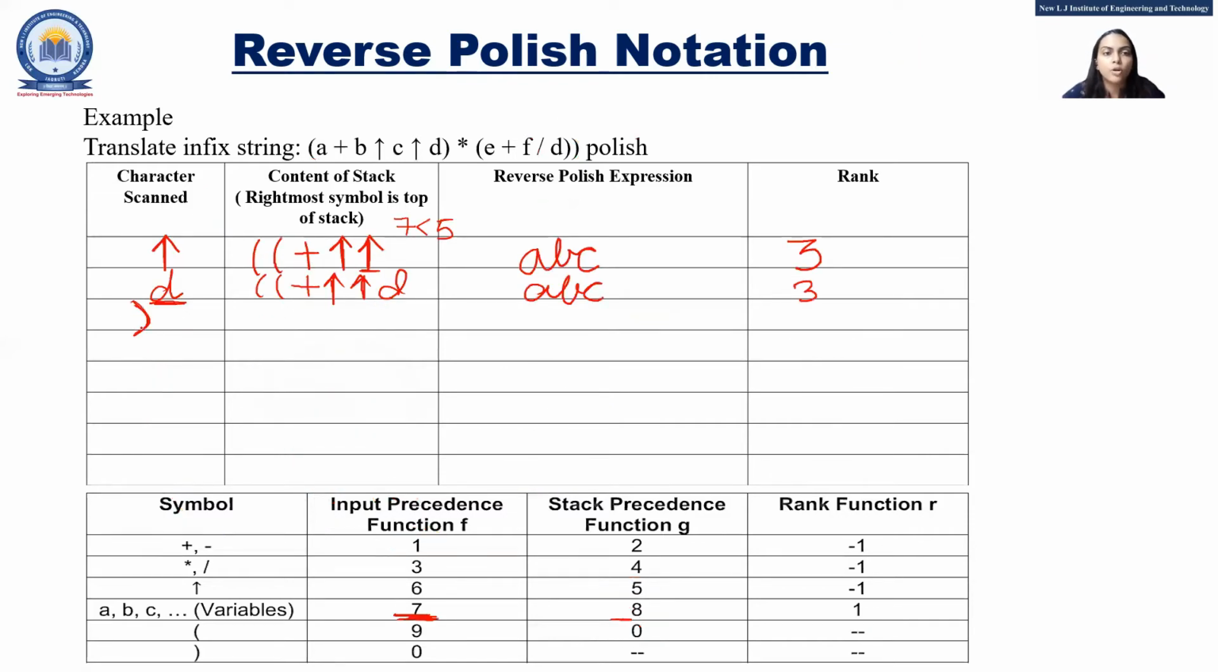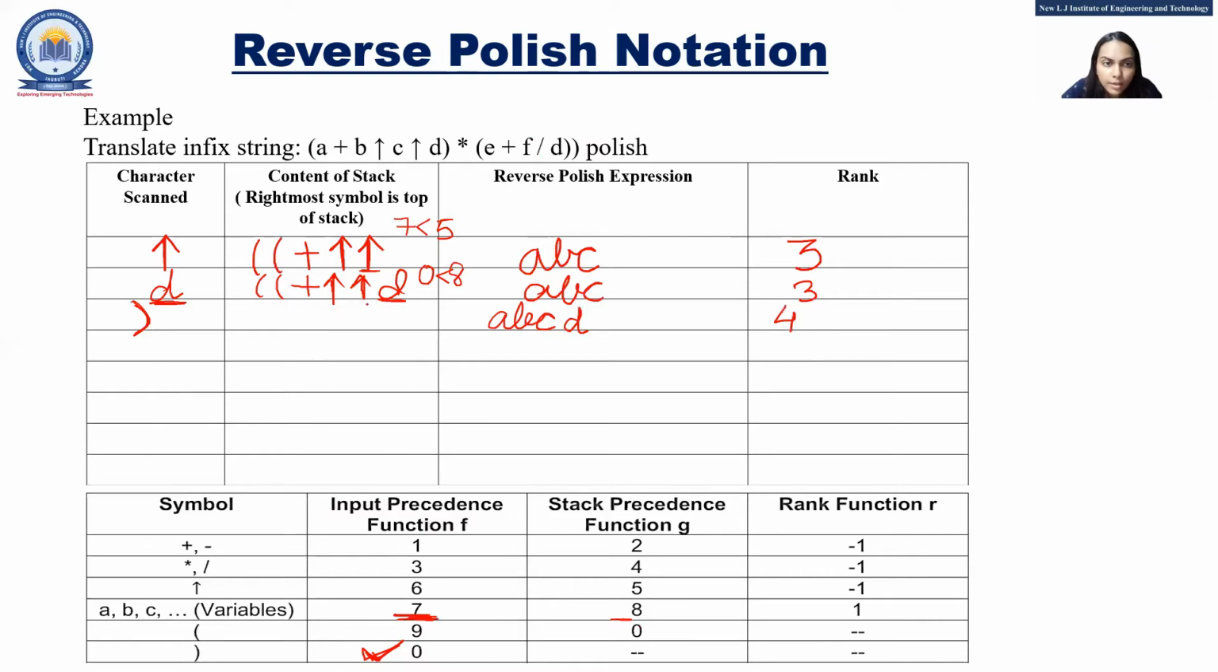So this is an important step, students. Now see, we have the closing bracket. What is the precedence of closing bracket? If you see, it is 0. Can you see this? It is 0. And what is the precedence of D? Stack precedence of D is 8. So is 0 less than 8? Yes. So 0 is less than 8, so D would be popped out. D is popped out. So this is 4.